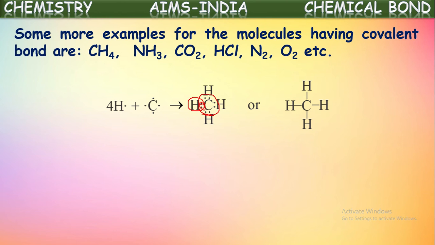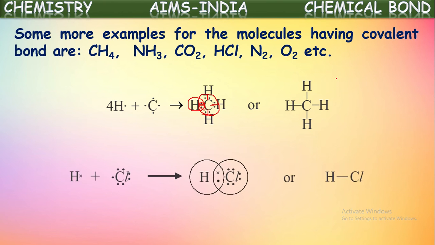So here we can say between carbon and hydrogen, a covalent bond is formed. Here also one covalent bond. Here also one covalent bond. In that way, 4 covalent bonds are formed, one with each hydrogen atom. Thus it is a covalent molecule, and methane is called a covalent compound. Okay. We see one more.